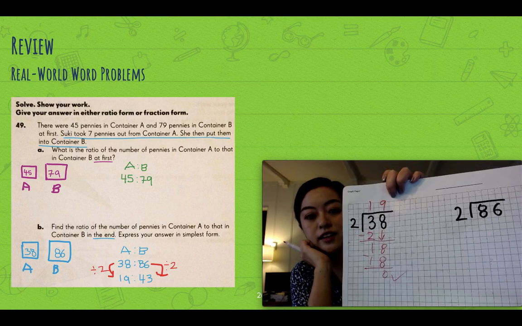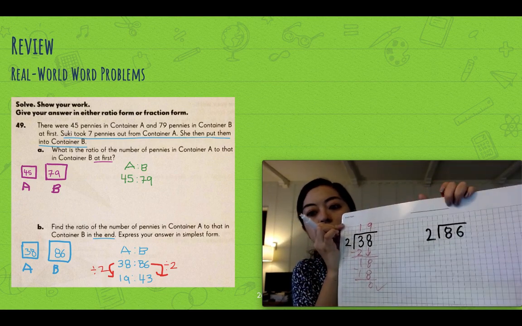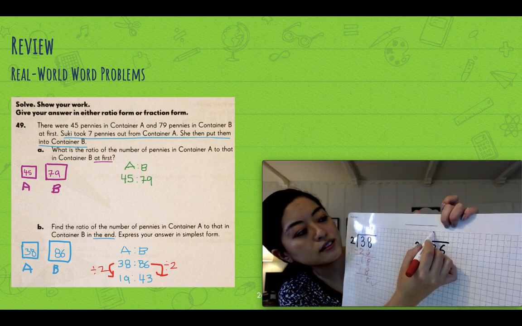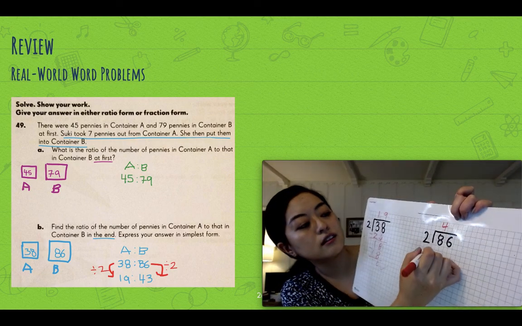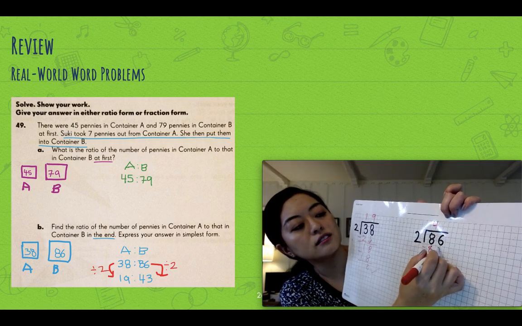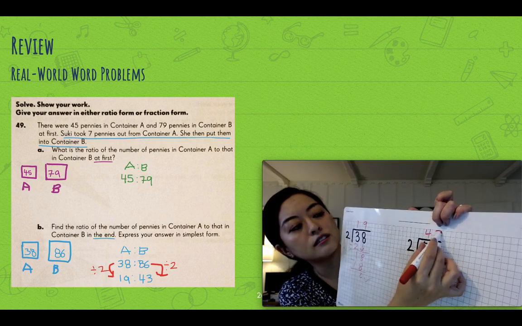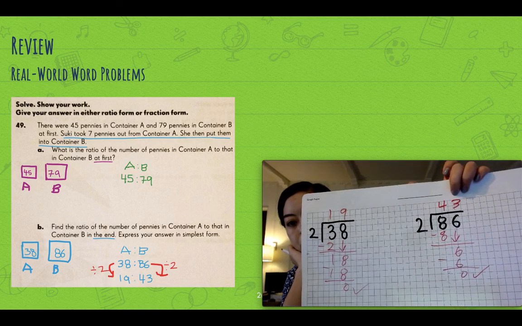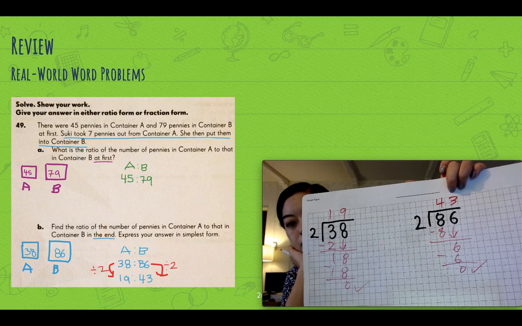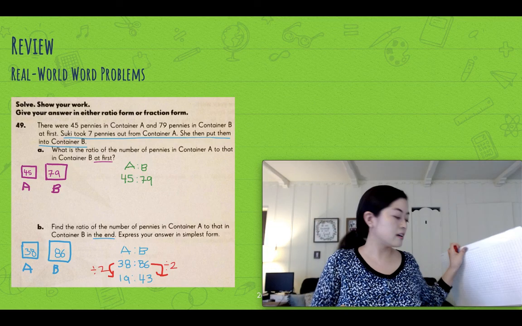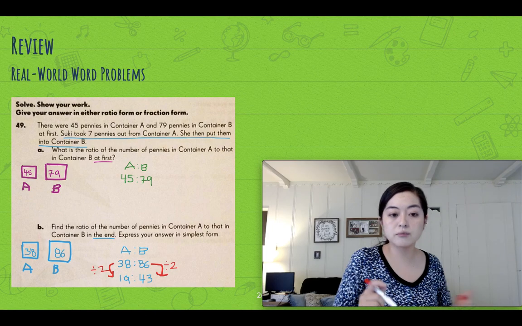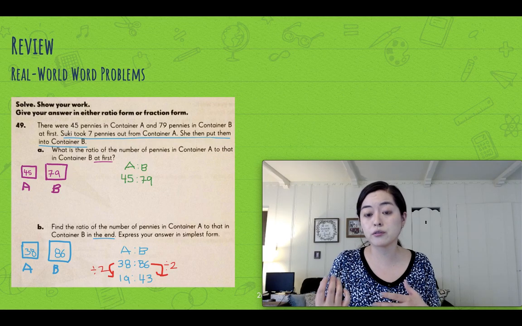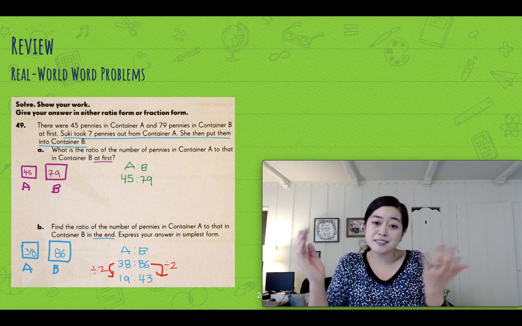Let's do 86 divided by 2. 2 times what gets you to 8 or close to 8? It gets you exactly to 8, which is 4. I subtract 8, so that's a 0. I bring down the 6. 2 times what gets you 6? That's a 3, minus 6 is 0. We can't simplify any more from 19 to 43 because there's no other common factor between 19 and 43 besides 1. So it's in simplest form.